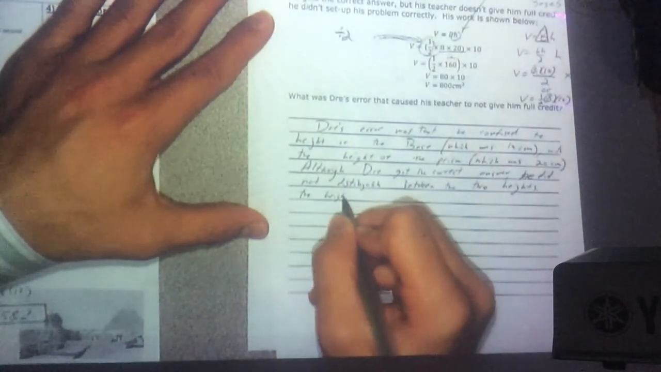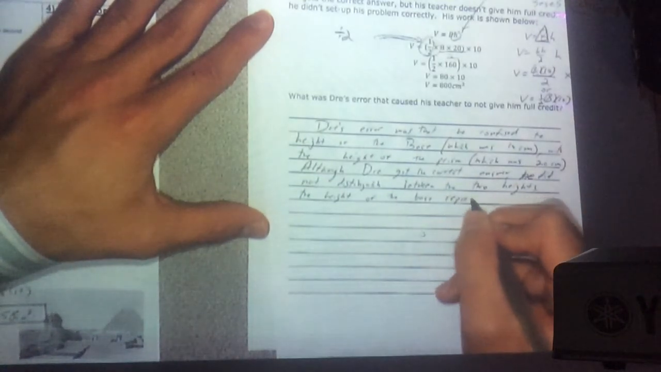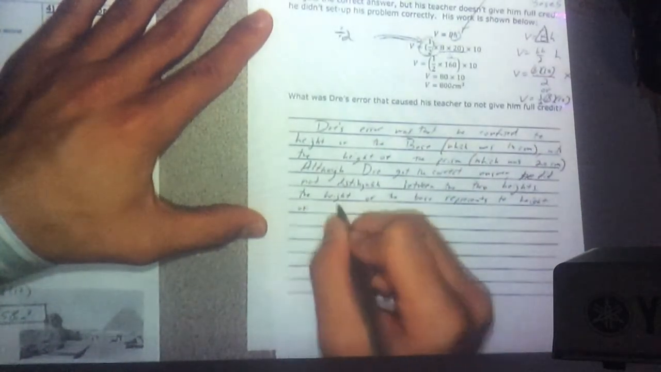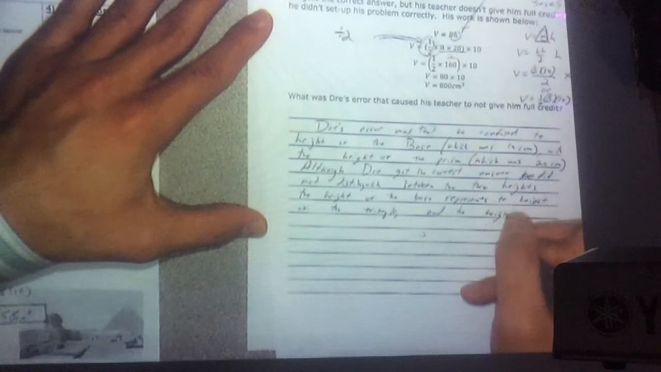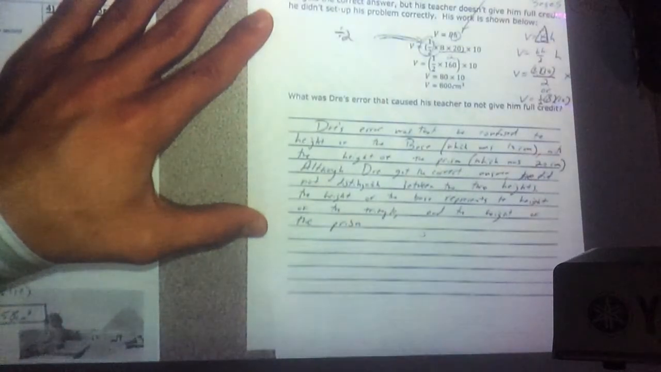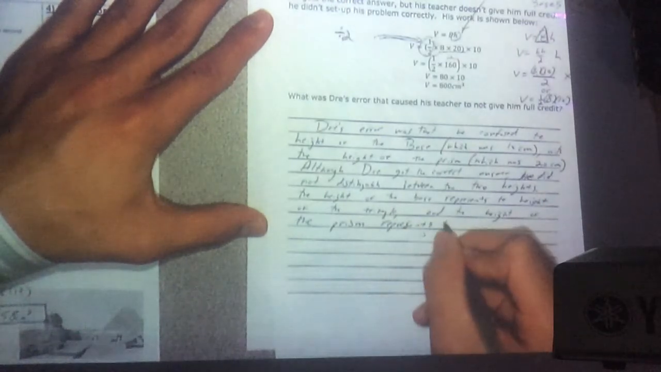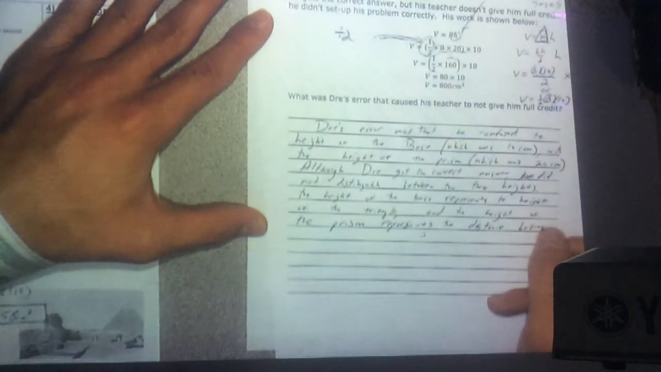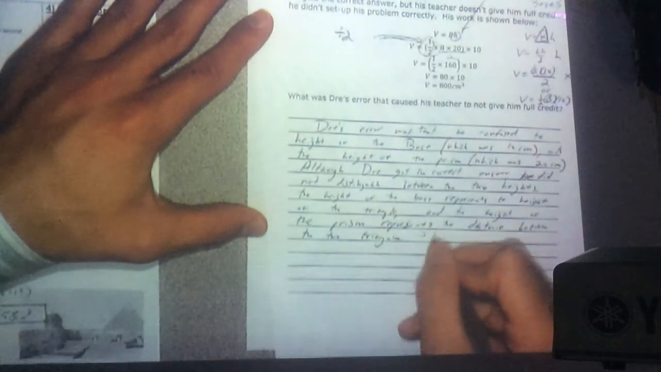The height of the base represents the height of the triangle, and the height of the prism represents the distance between the two triangular bases.